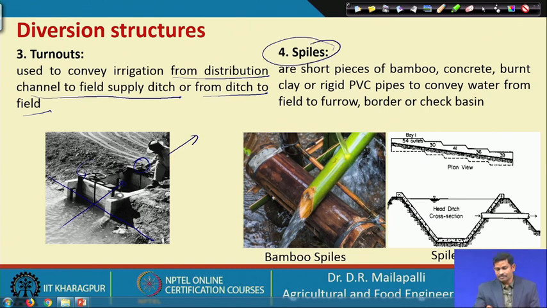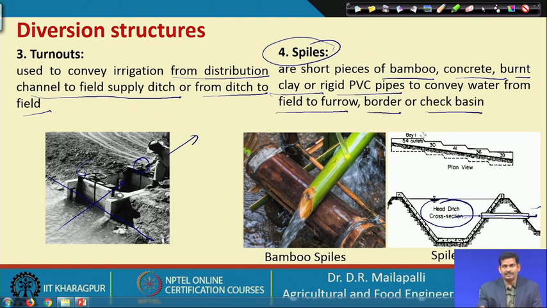Here, the spiles are another diversion structure, where you can direct water. Suppose this is the head ditch cross section, your water course, and from there you want to convey water to the field. This is the field, and there is a pipe which can serve to convey water from the water course to the field. There are bamboo, concrete, burnt clay, or rigid PVC pipes to convey water from the field to the furrow, or border, or check basins.